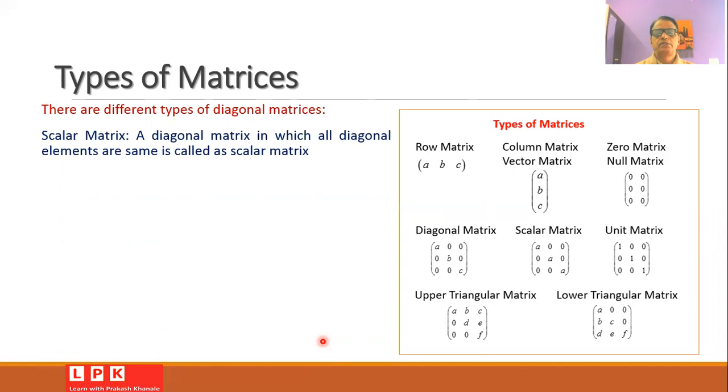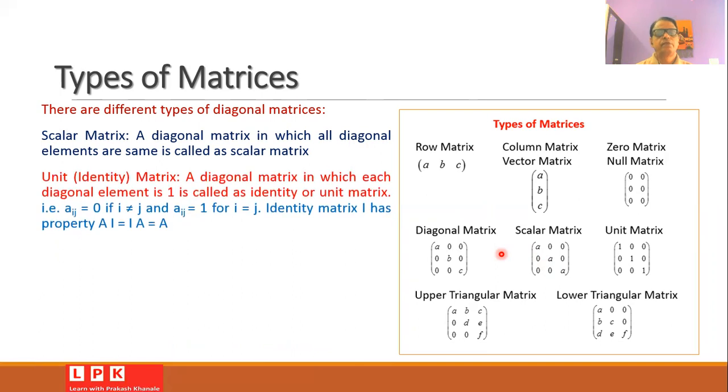Another type of matrix is called a scalar matrix. A scalar matrix is a diagonal matrix in which all the diagonal elements are the same. As shown in this window, one can easily observe that all the diagonal elements are the same, they are A, and therefore this matrix can be called a scalar matrix.